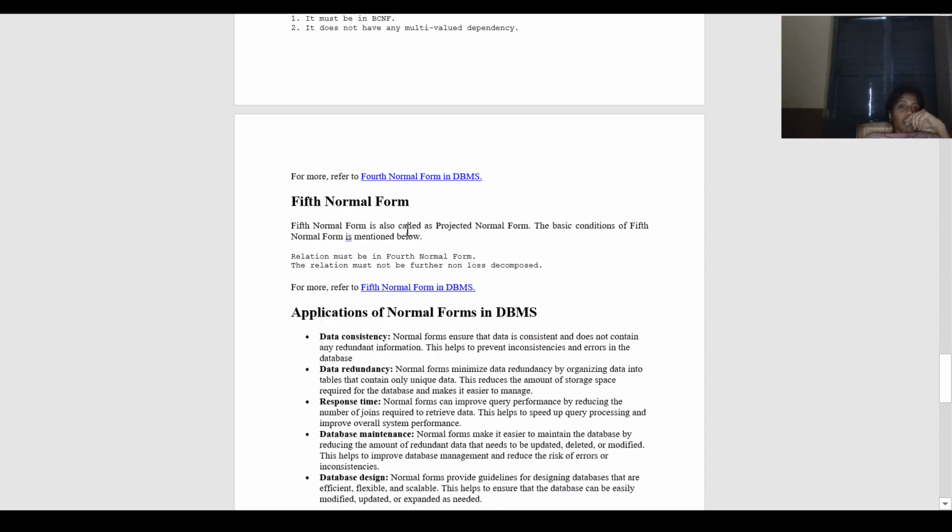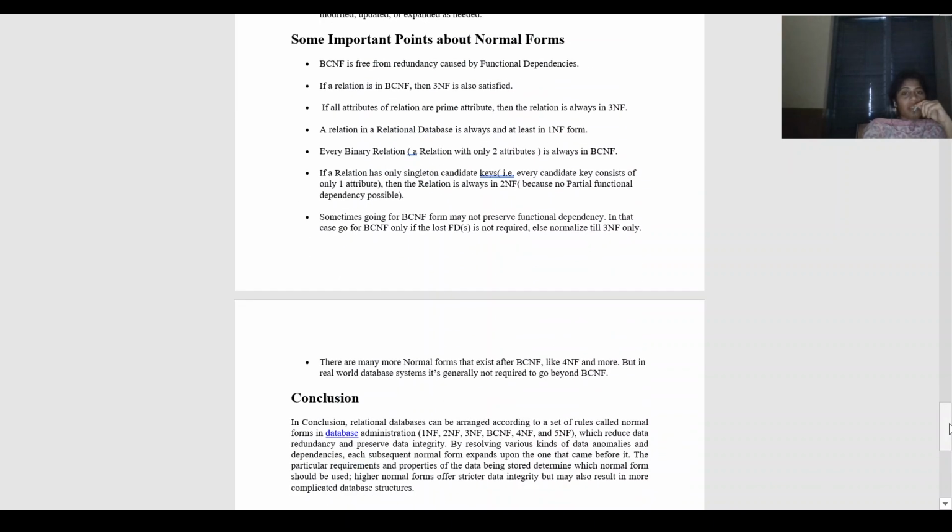This is the fifth normal form. The last one is the fifth normal form. The relation must be in the fourth normal form, and the relation must not be further decomposable without loss. Applications of the normal forms. What are the applications? Data consistency, data redundancy, response time, database maintenance, database design.